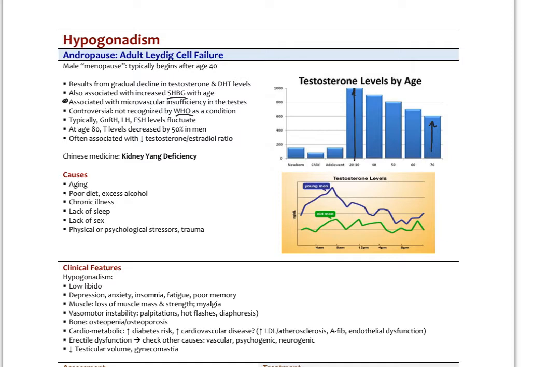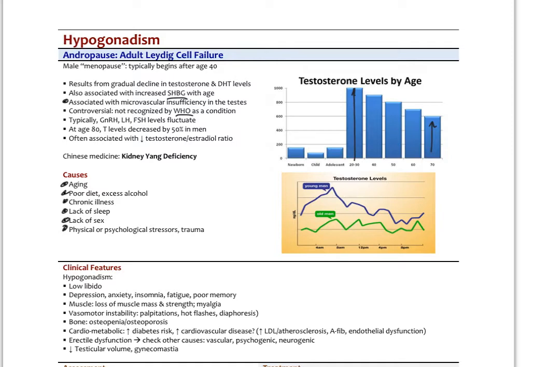And we often see that with the testosterone lowering, estrogen levels actually start to go up, so the ratio of testosterone to estradiol decreases. Many causes: just normal aging, poor diet, excess alcohol, smoking as well, chronic illness in general, lack of sleep, lack of sexual activity. It's a hypothesis for why some men, over time, aren't getting the same hormonal stimulation, so their testes stop producing as much testosterone. I should really put exercise on here, so lack of adequate exercise, and then increased physical or psychological stressors and trauma. All of these are contributing factors.